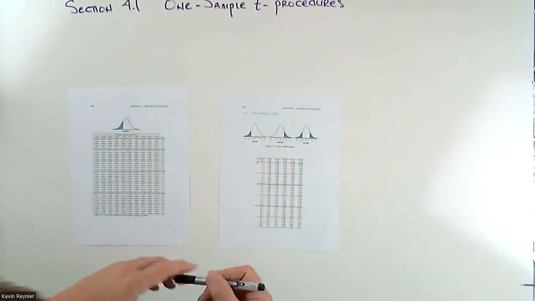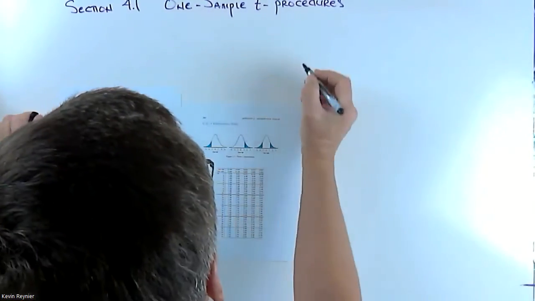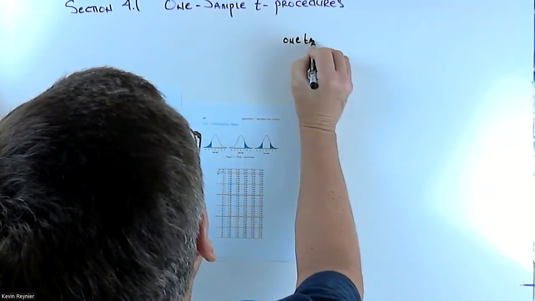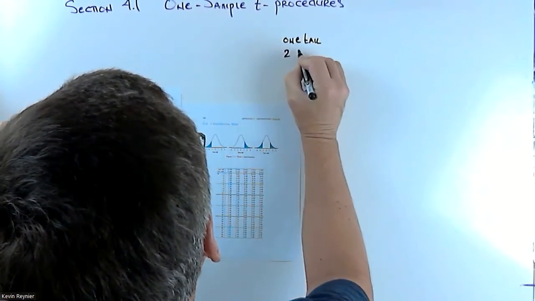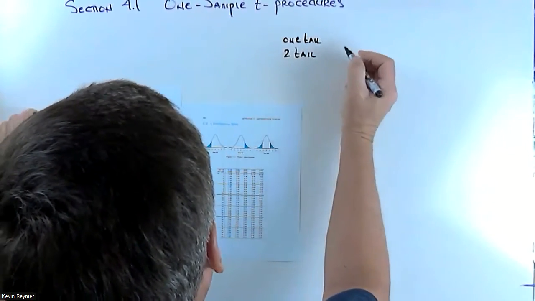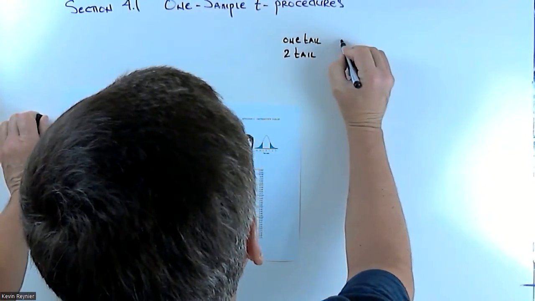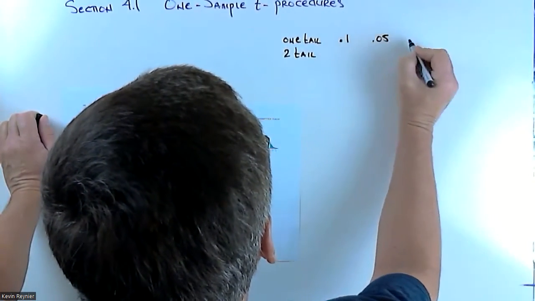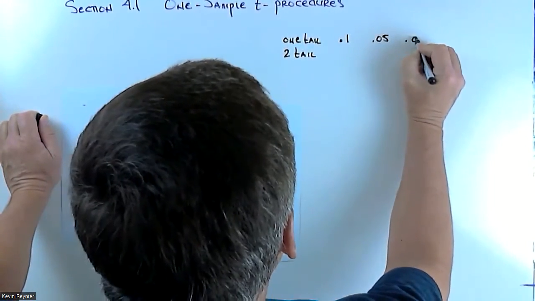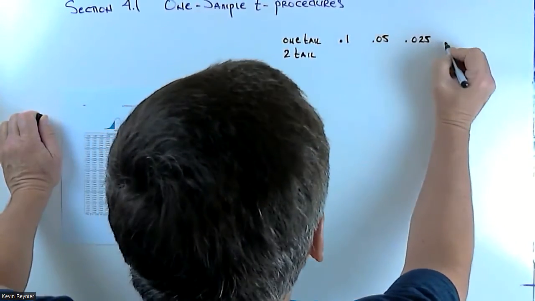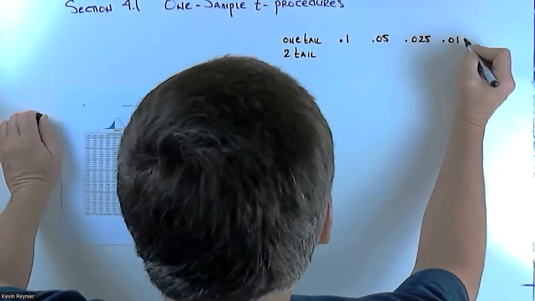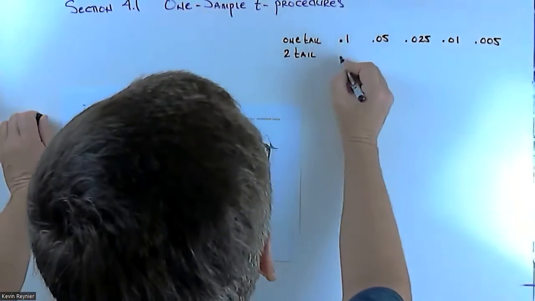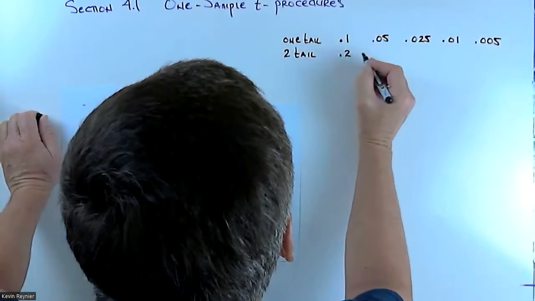So if you'll let me just real quickly, I know I've already had this on the board once, but we'll do it again. 1 tail, 2 tail. Our table goes 0.1, then 0.05, 0.025, 0.01, and 0.005. And then the 2 tail, of course, is just this times 2.